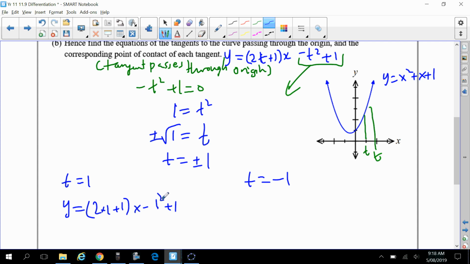Right? So that becomes, remember, square root 1, not the negative. So that gets killed, so you get 3x. y equal to 3x. Passes through the origin.